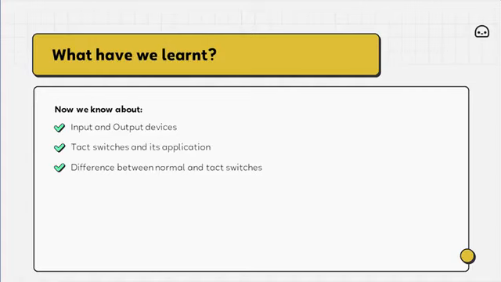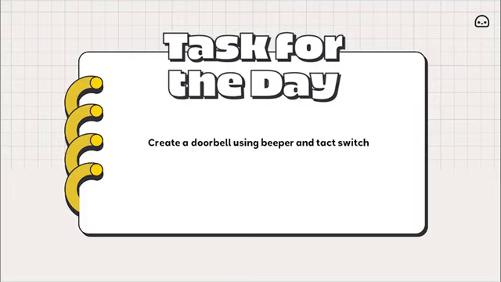Let's now look into what we have learned. Till now, we have learnt about input and output devices, tact switches, and their application, and the difference between normal switches and tact switches. Let's look at the task for the day. We need to create a doorbell using beeper of the PC and a tact switch.